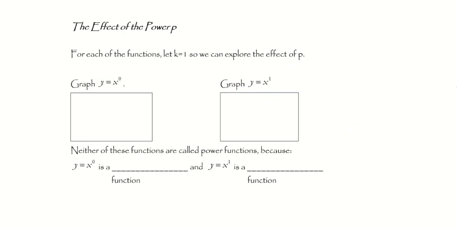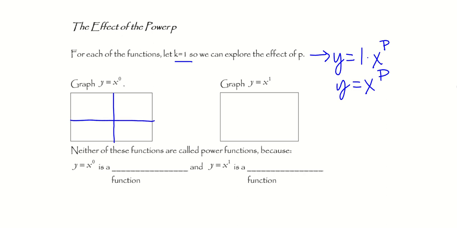Now, let's look at the effect of the power p. And we're going to start by looking at some graphs. So we're going to let k equals 1, which means that we're going to look at equations that are of the form y equals 1 times x to the p, or just y equals x to the p. So the first one we're going to look at is the graph of y equals x to the 0, right? And we know that x to the 0, anything to the 0 is 1. So this is going to be a horizontal line that crosses the y-axis at 1.